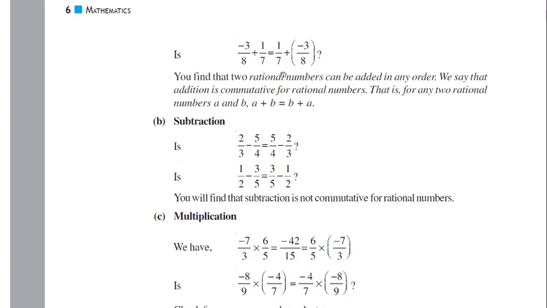So for rational numbers, addition is commutative, but subtraction is not commutative, because if you exchange the two numbers and get both of the answers, they will not be equal. So subtraction for rational numbers is not commutative.